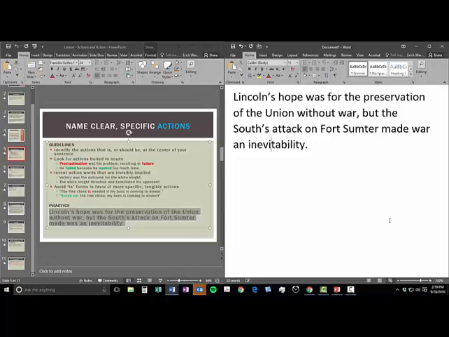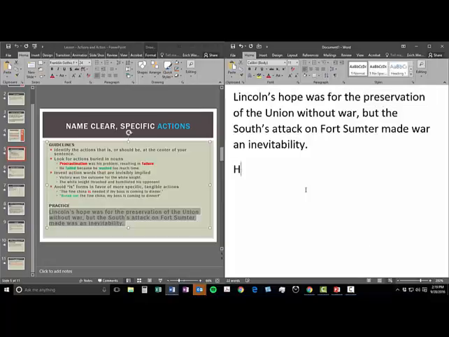Here, the action that's highlighted is was. It's not a very vivid, specific action, right? The other one in the second clause is made, which is okay, but we can do better. So what are the other possible actions here? A bunch of them pop out at me. Hope is a possible action, as in Lincoln hoped. Preserve is a possible action.